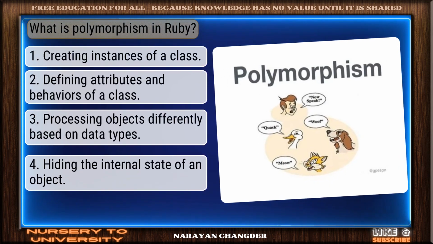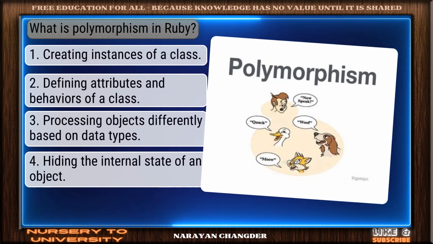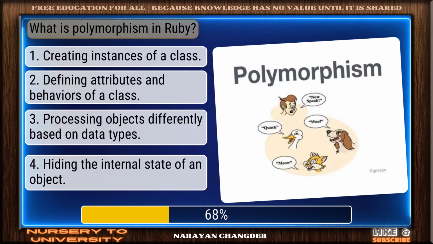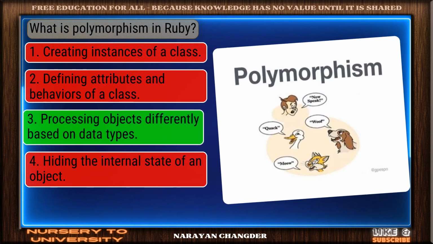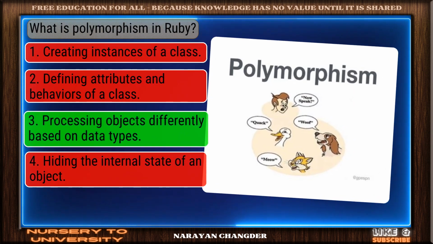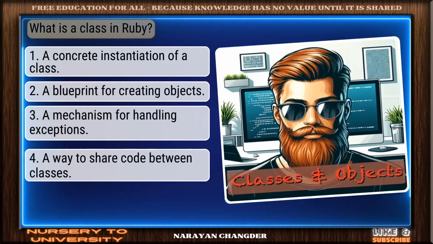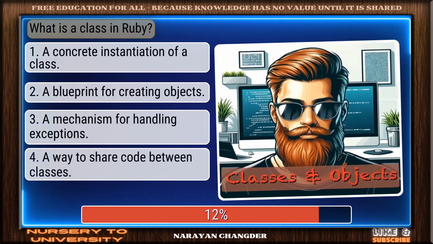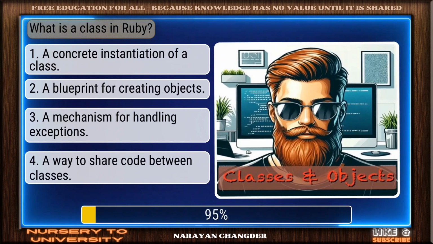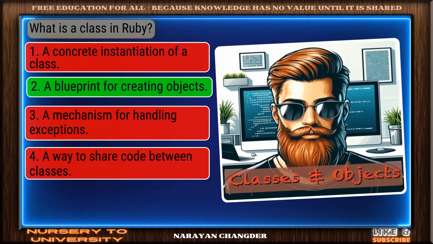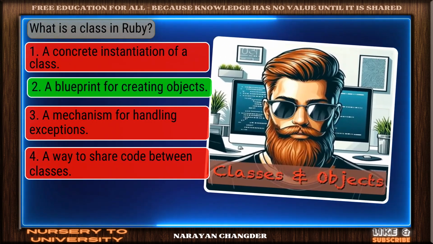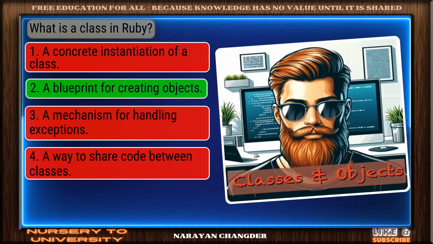Question number 31. What is polymorphism in Ruby? Solid response. Processing objects differently based on data types is a valid choice. Question number 32. What is a class in Ruby? Nice work. You chose a blueprint for creating objects, and it is correct.